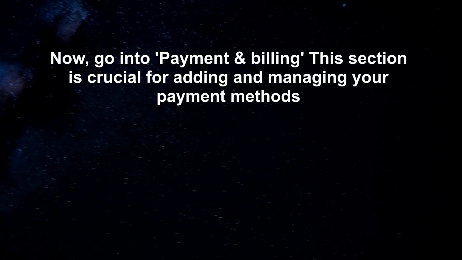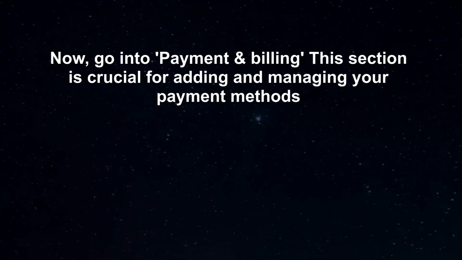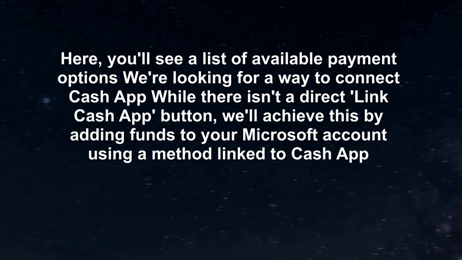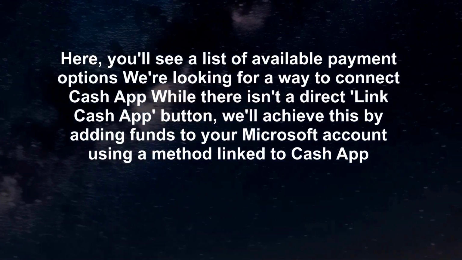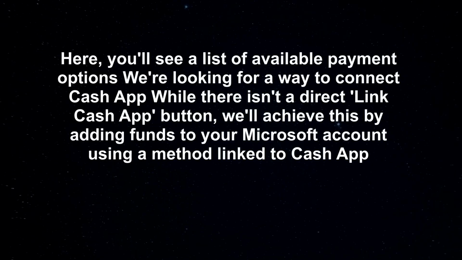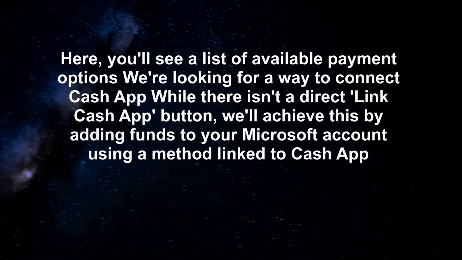Now go into Payment and Billing. This section is crucial for adding and managing your payment methods. Here, you'll see a list of available payment options. We're looking for a way to connect Cash App while there isn't a direct link Cash App button. We'll achieve this by adding funds to your Microsoft account using a method linked to Cash App.